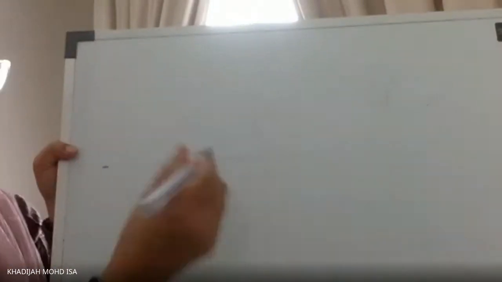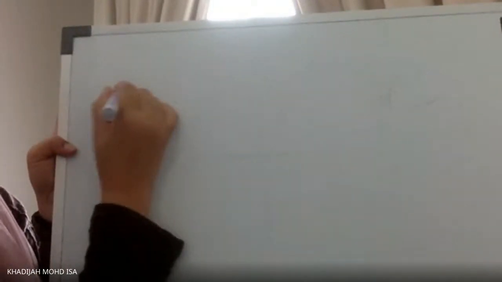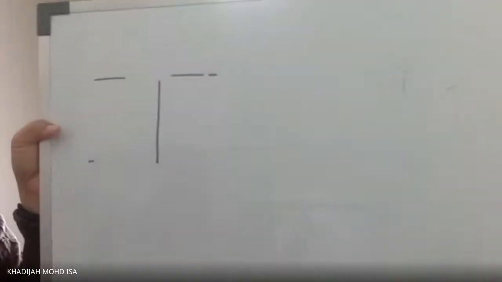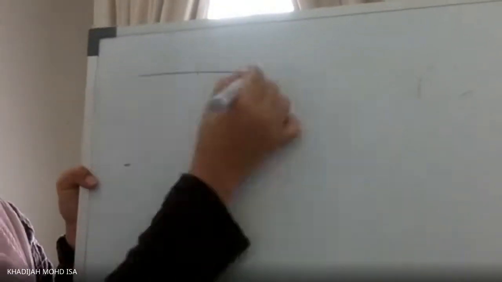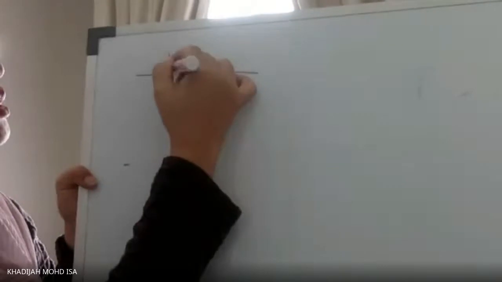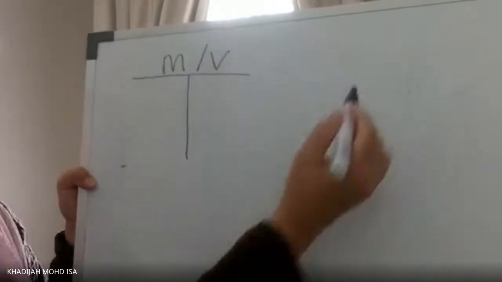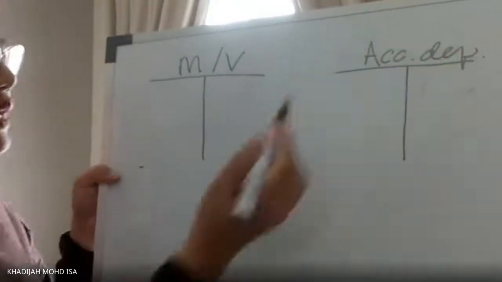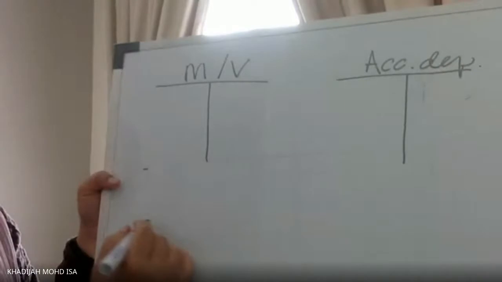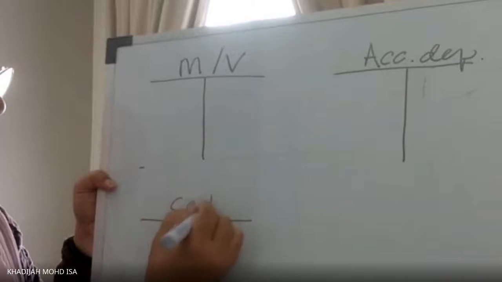How many accounts are involved? It's three. Number one is your asset. Okay. Let's put it as a motor vehicle, right? So we have the motor vehicle asset, and then we have the accumulated depreciation. Okay. And then we have your cash received. And then you have your disposal account.